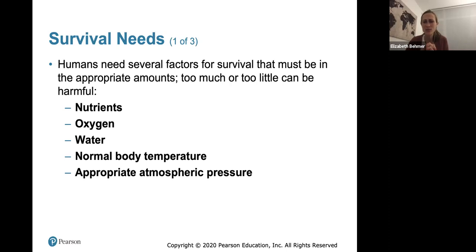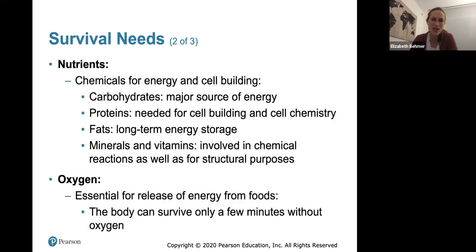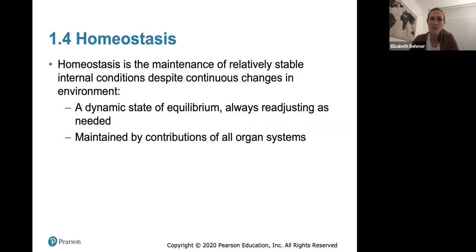Other survival needs: humans need several factors for survival that must be in appropriate amounts, or too much or too little can be harmful. These are nutrients, oxygen, water, normal body temperature, and appropriate atmospheric pressure. I don't go through these so much in your test, so I'll let you read through these on your own. We'll go over a lot of these nutrients, some of these chemicals for energy and cell building, in the chemistry chapter: how carbohydrates, proteins, fats, minerals, and vitamins are all essential nutrients. Oxygen is essential for the release of energy from foods. The body can survive only a few minutes without oxygen.